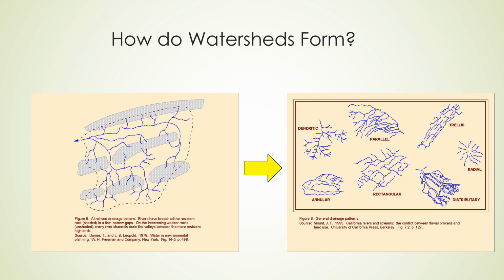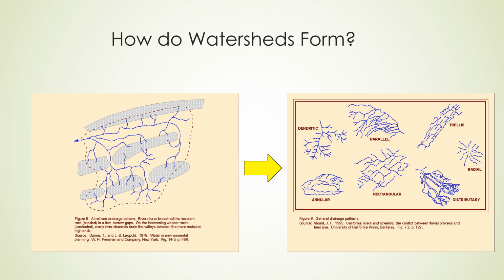Over time, the location of more resistant material influences the topography and stream network patterns that develop. As erosion wears down the areas that are more easily eroded within the stream channel, the drainage patterns begin to form and extend upstream.